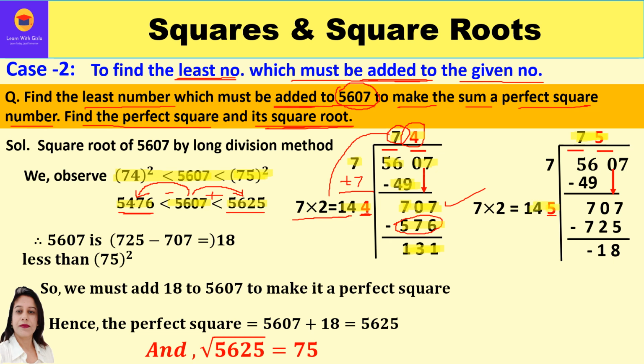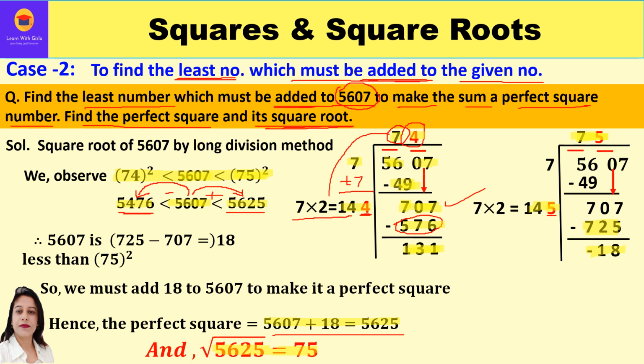So 145 into 5, we will get 725 over here. And the difference between 707 and 725 is minus 18. That means we are falling short of 18. Had 18 been added to 5607, we would have got a perfect square number, that is 5625. Over here you can see, if we add 18 to 5607, we get 5625, and 5625 is the square of 75. So clearly we can say the square root of 5625 is 75.